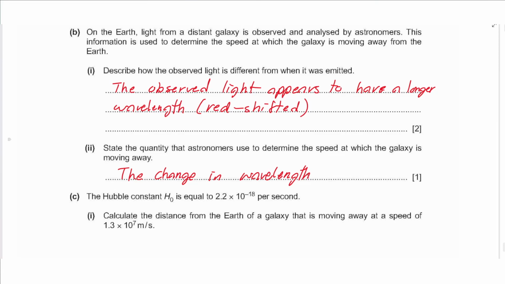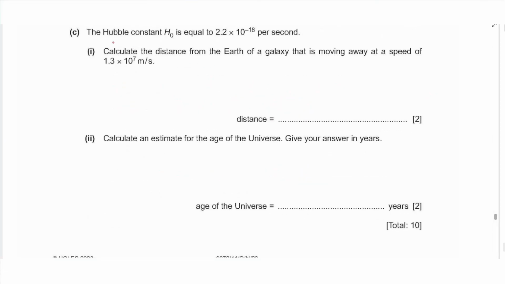Question C says the Hubble constant H0 is equal to 2.2 times 10 to the power negative 18 per second. Calculate the distance from the Earth of a galaxy that is moving away at a speed of 1.3 times 10 to the power 7 meters per second. So we use Hubble's law that the speed is equal to the Hubble constant multiplied by the distance. So the distance is equal to the speed divided by the Hubble constant.